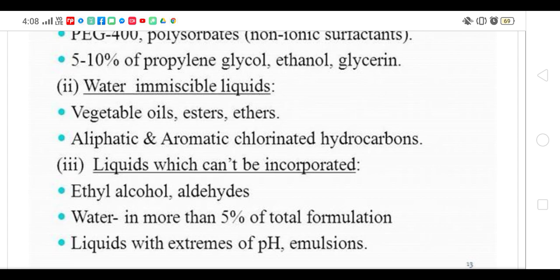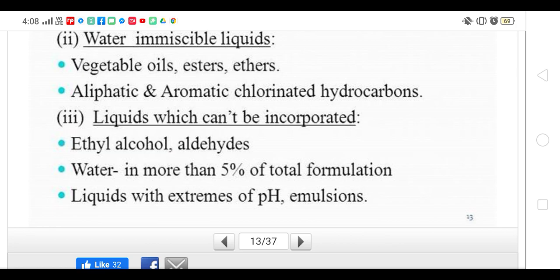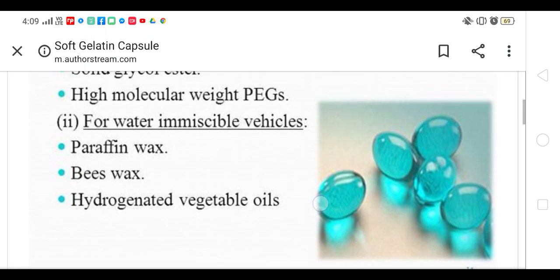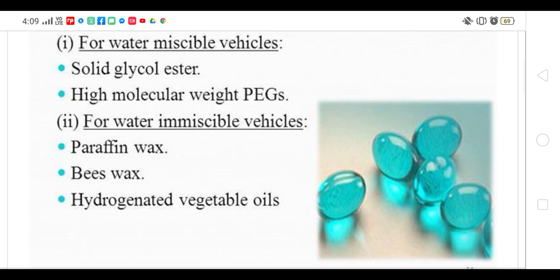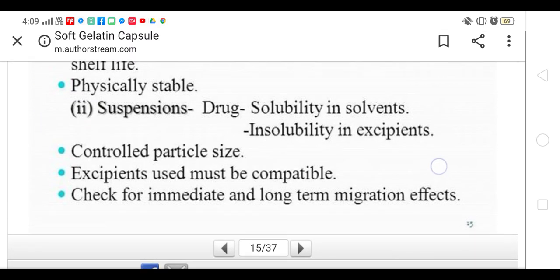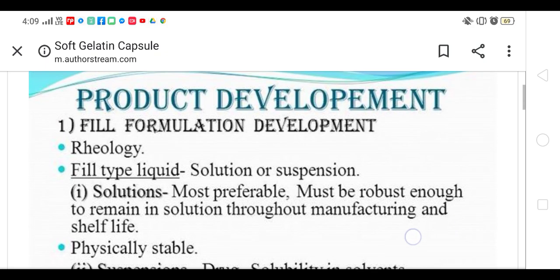For water immiscible liquids, vehicles such as oils can be used. Liquids which cannot be incorporated are aldehydes maximally. And if water content is more than 5%, it cannot be used because it softens your soft gelatin capsule. And if an aldehyde containing compound is there, then it reduces the solubility of your soft gelatin capsules. Right? So if a suspension is there, then it requires a suspending agent and water miscible vehicles similarly, and water immiscible vehicles like paraffin wax and beeswax.